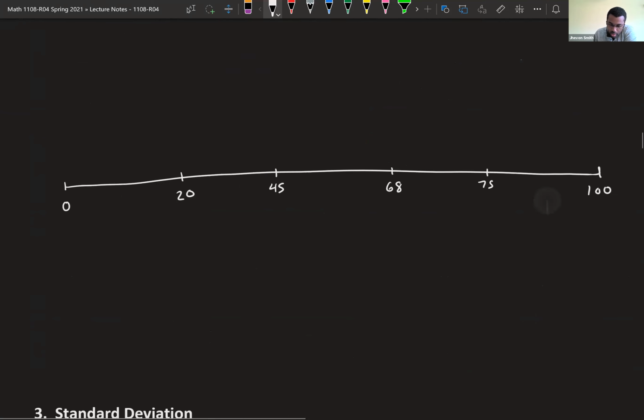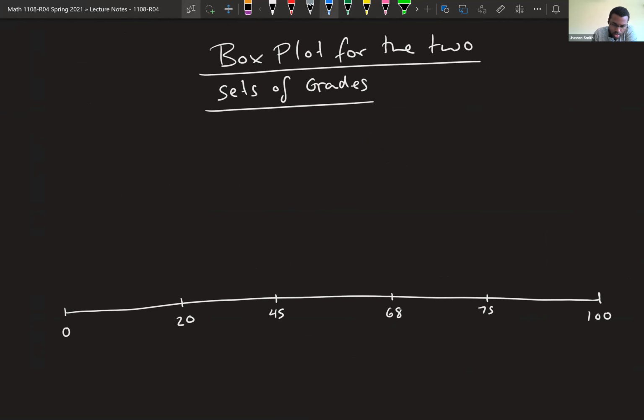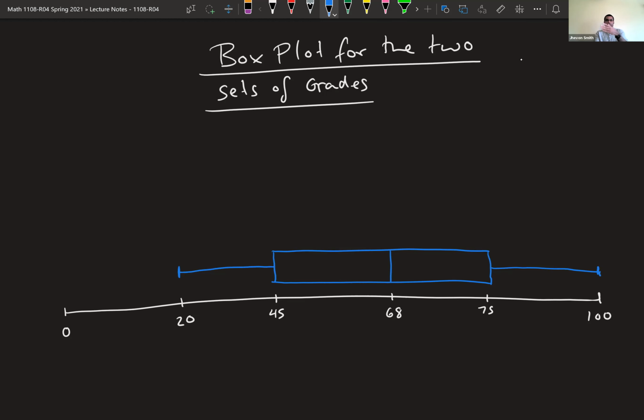So for set 1, let's draw that in, say, blue. It's going to go from 45 all the way to 75. And that's where the box is. The median occurs at 68. There's a whisker extending to the highest value, which is 100. There's a whisker extending to the lowest value, which is 20. That's the box plot. That's how you do it. Once you can find the quartiles, which is just a matter of finding medians, you can get to the box plot relatively easily.